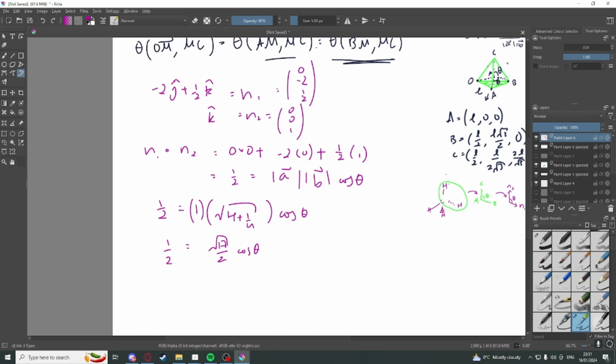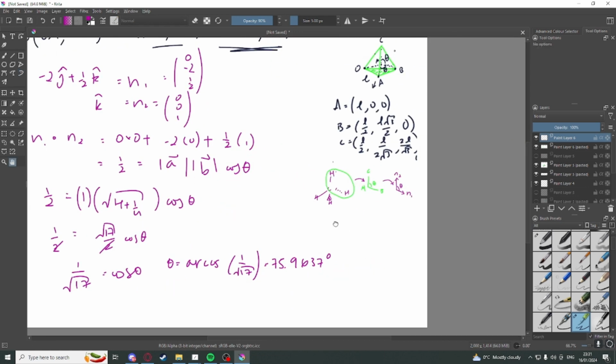And then I can just cross these out here. So 1 over root 17 is equal to cos theta. And then theta is equal to inverse cos of 1 over root 17. And what that equals is, let's see, sorry, root 17. So, oh, well, actually, 75.9637 degrees. But that is the acute angle.